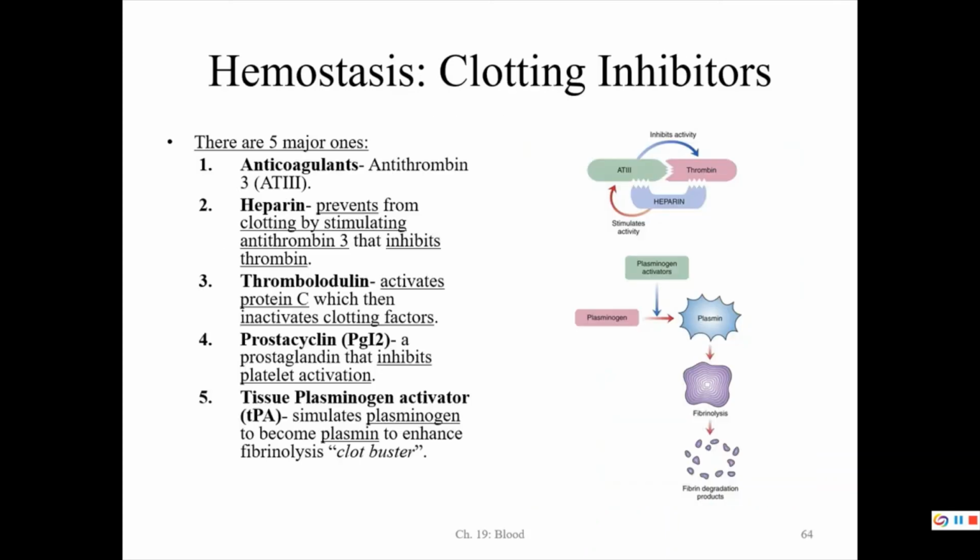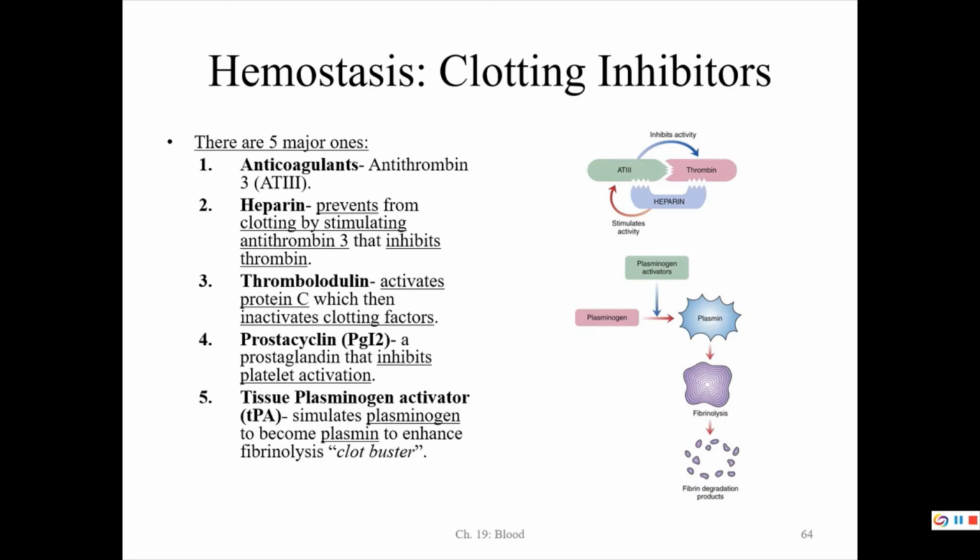Okay. All right. Now, here are some definitely important things. We definitely got to understand heparin. There are anticoagulants like antithrombin 3. There's heparin, which prevents clotting by stimulating antithrombin. It inhibits thrombin, which activates fibrin, and it also stimulates antithrombin 3, which is an anticoagulant.